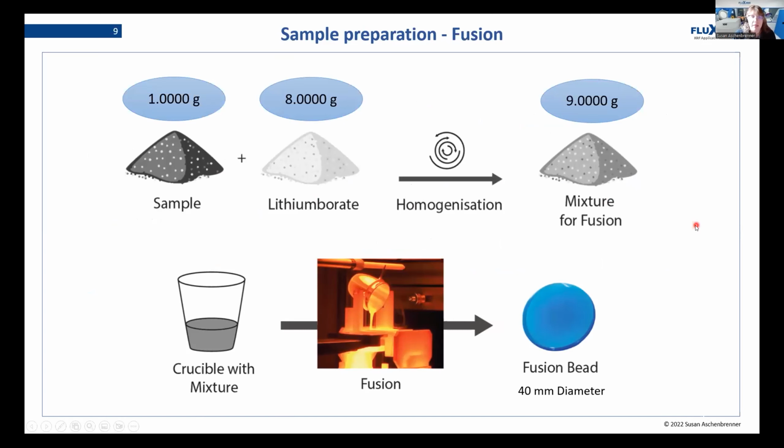So how did we do our sample preparation? Our sample preparation was done using 1 gram of sample and 8 grams of lithium borate, which is a fusion flux. Both of these two components were homogenized. Then we had a mixture for the fusion, which was then 9 grams. Then we put everything into the crucible, we fused everything, and then we get fusion beads with 40 millimeter diameter. And this is the whole sample preparation here.